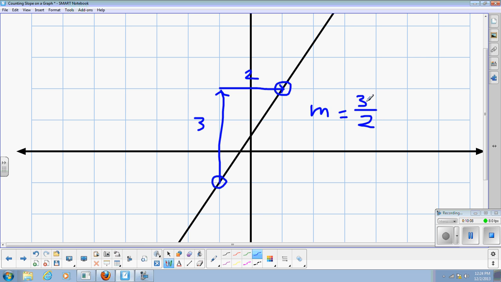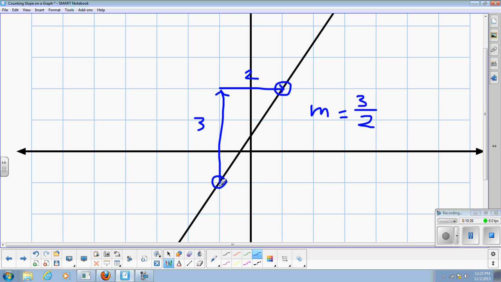Up or down movement is always on the top. Going to the right is always on the bottom. Up and down is on the top. Going to the right is on the bottom. So now let's see, if m is 3/2, 3 divided by 2 is the same as 1 1/2.